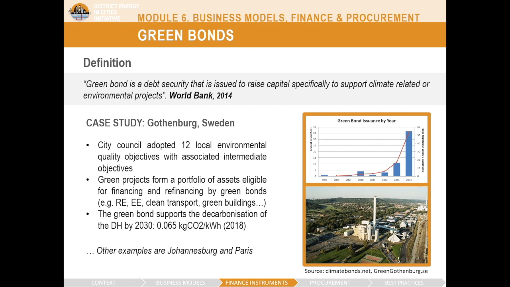Urban Development and Treasury departments select projects based on environment or climate strategy. It is verified by Environment Administration. Projects supported by green bonds include district heating, biogas, sustainable houses, electric vehicles, etc. The green bond supports the decarbonization of district heating by 2030. By the end of 2015, Sweden will have released bonds worth $534 million.